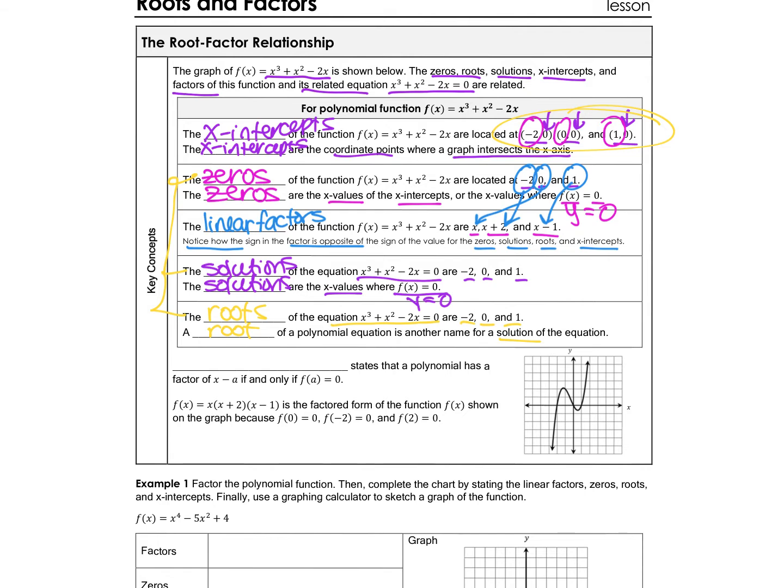All right, so this next part, it says the factor theorem states that the polynomial has a factor of x minus a. Remember, that looks familiar from when we were using synthetic division. That was the denominator. And then it says f of a equals 0. So that means when you plug it in, you get a y value of 0. Notice that it says f of x equals x times x plus 2 times x minus 1 is the factored form of your function shown on the graph, because f of 0 is 0, f of -2 is 0, and f of 1 is 0. So that means when x is 0, notice your y is 0. When x is -2, your y is 0. And when x is 1, it's 0.